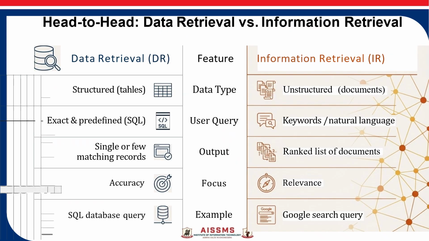Let's look at them side by side. Data retrieval deals with structured tables and focuses on accuracy through SQL queries, whereas information retrieval deals with unstructured documents and focuses on relevance through natural language. While DR gives you a single matching record, information retrieval gives you a ranked list of documents.